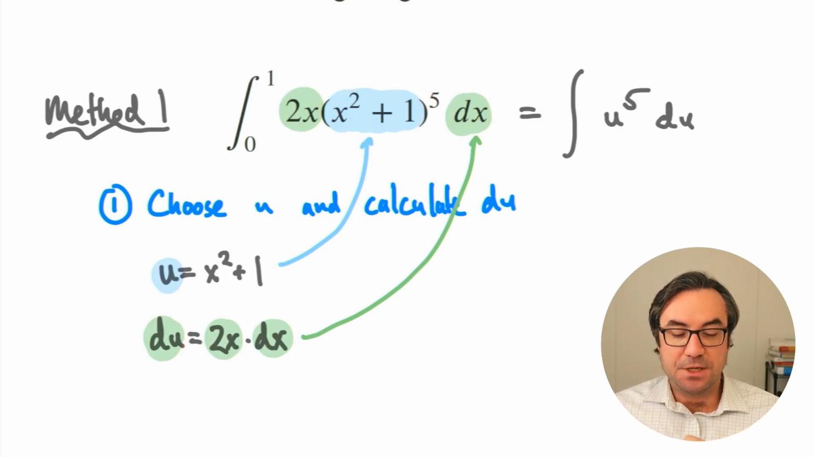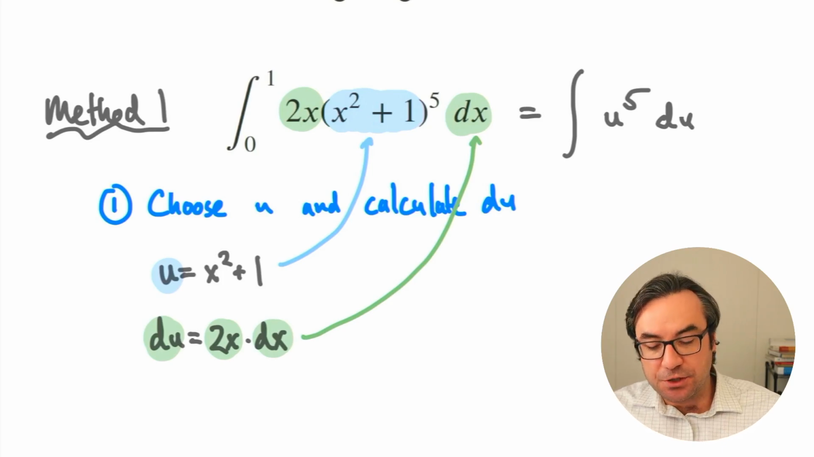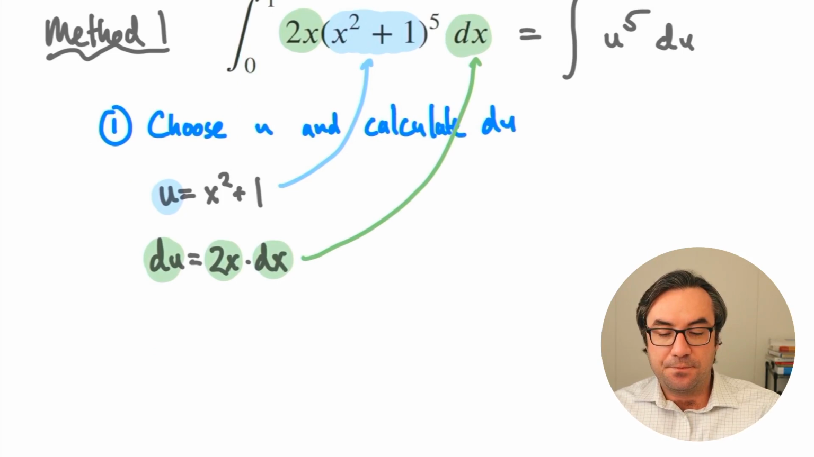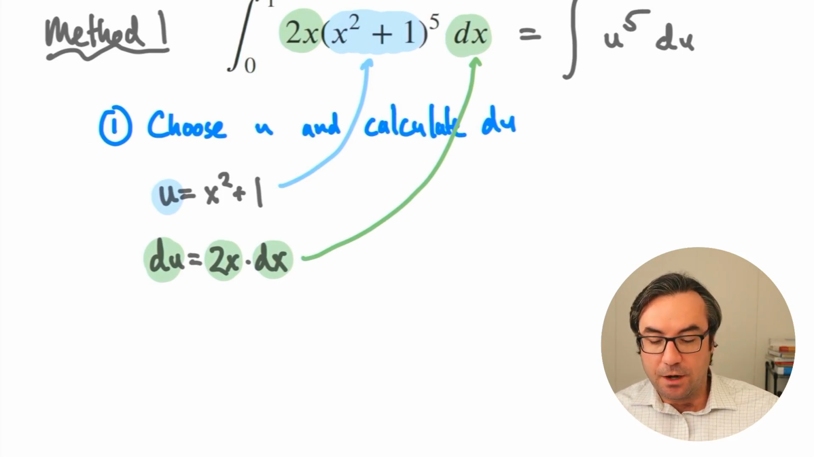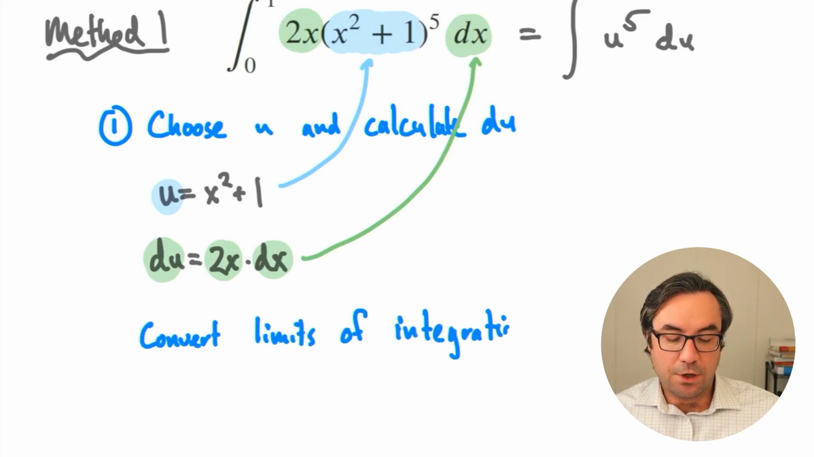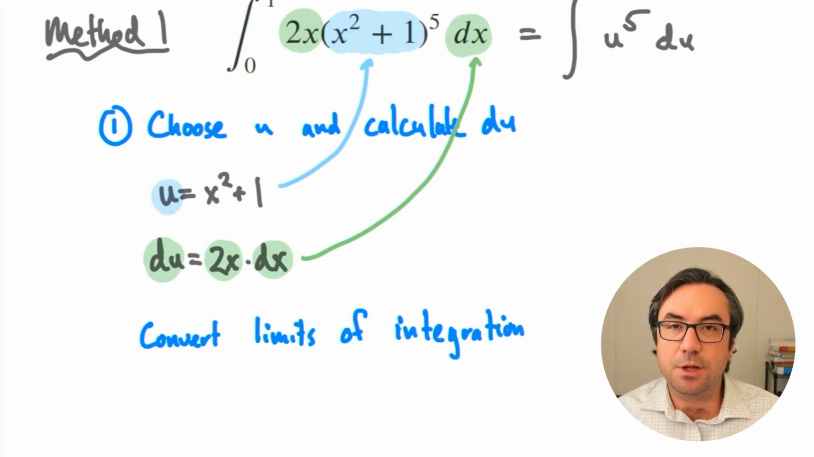All right, so let's worry about the limits of integration. Right now in the original integral, we have 0 and 1, and these are in terms of x. So we're going to do one extra thing here, and that is we're going to also convert the limits of integration. So how do we do this? Well, we're going to use our u equation, and we're just going to plug into that.